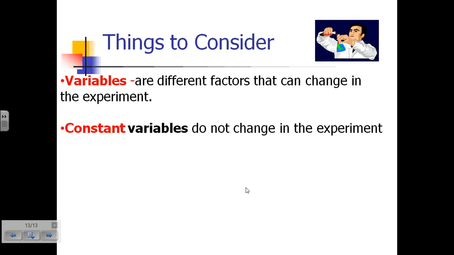Now, there are also different kinds of variables. There's a constant variable, and that's the thing in the experiment that stays the same, because you always want to have at least one thing that's the safe, surefire variable that doesn't change.